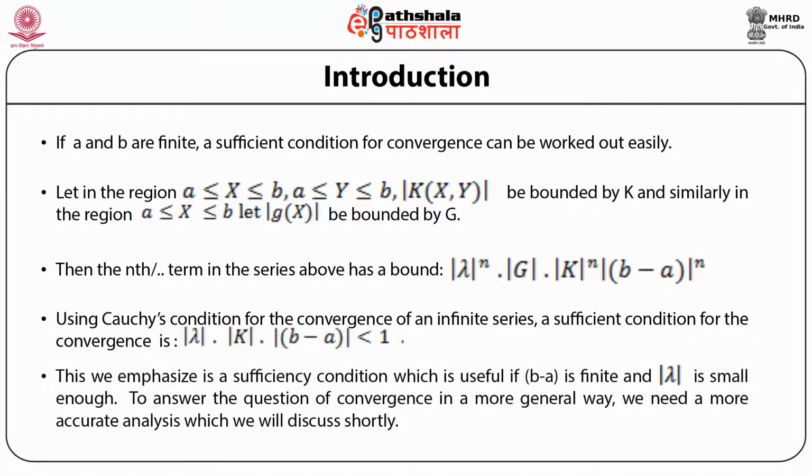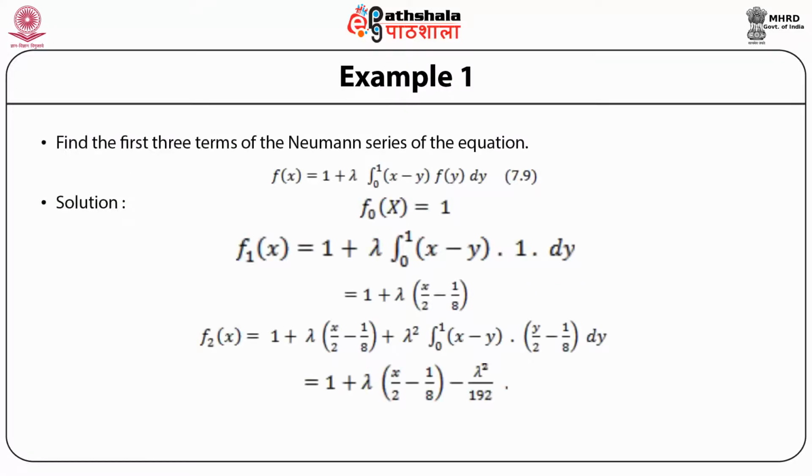This, we emphasize, is a sufficiency condition which is useful if b minus a is finite and mod lambda is small enough. To answer the question of convergence in a more general way, we need a more accurate analysis, which we will discuss shortly. Now, before we discuss more accurate analysis, with the help of certain examples, let us illustrate what we have done.